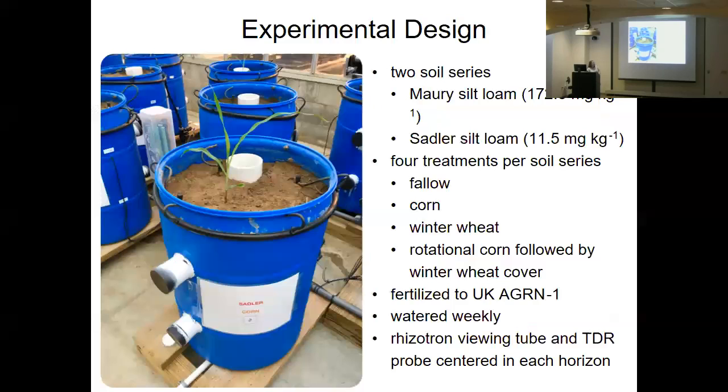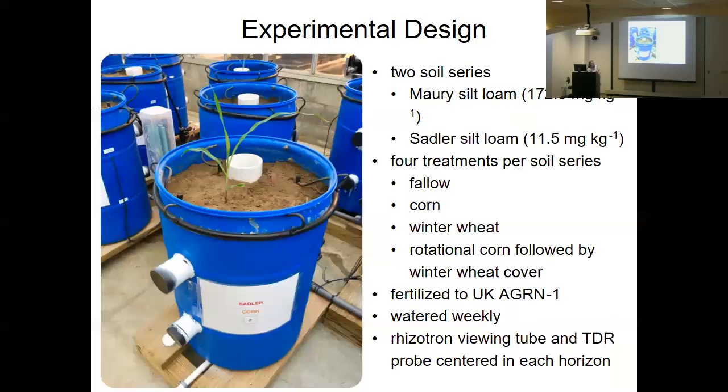The Mori silt loam was collected from the Spindletop farm, and it has a naturally high phosphorus level. It has 173 milligrams of Mehlich 3 extractable phosphorus per kilogram due to the phosphatic limestone parent material, whereas the Sadler silt loam has a much lower phosphorus content, 12 milligrams per kilogram, and that was collected from our Princeton location. We collected both an A and B horizon from both of those soils and reassembled them in the mesocosm, so we have two horizons.